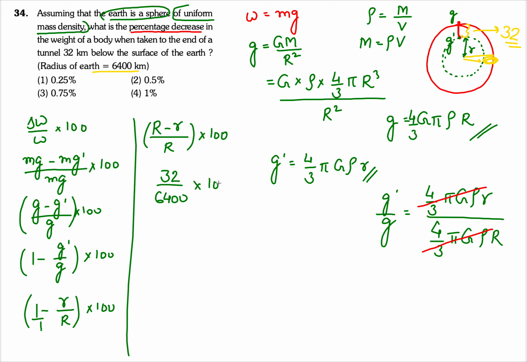multiply 100. 0 with 0, 0 with 0, 32 two times, so 1 upon 2 percentage or 0.5%. So the second option is the correct answer for this, 0.5%. 0.5% will be the decrease in weight of the object when the object reaches this position. Okay, thank you.